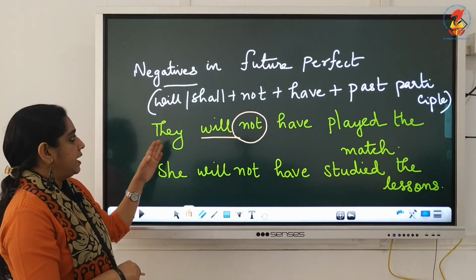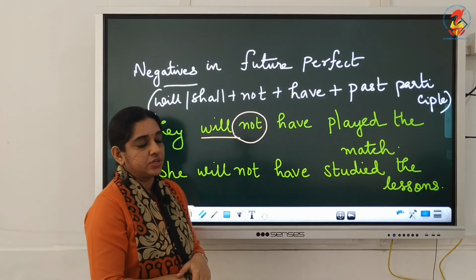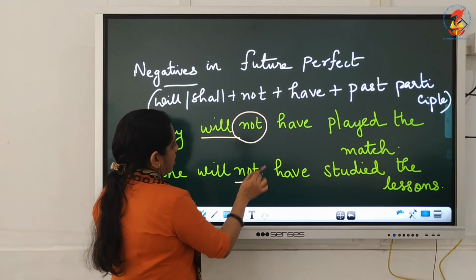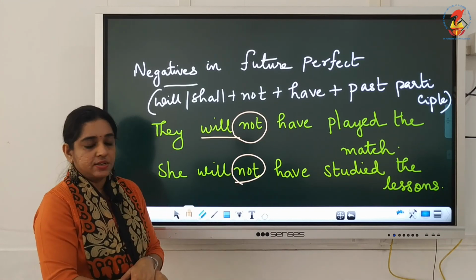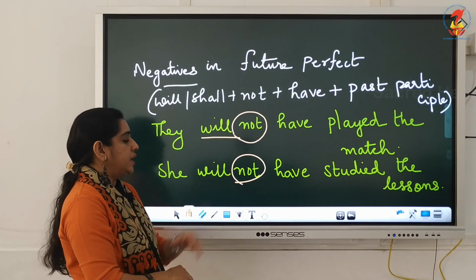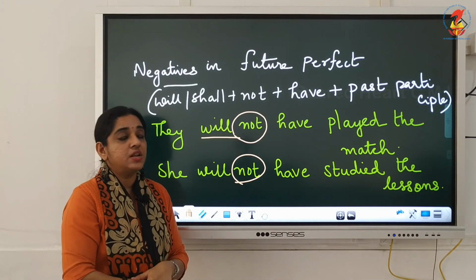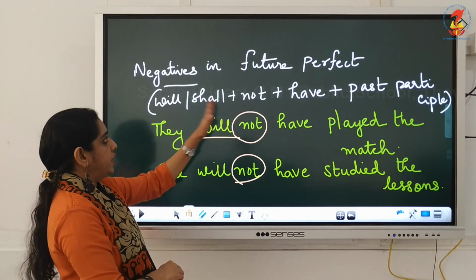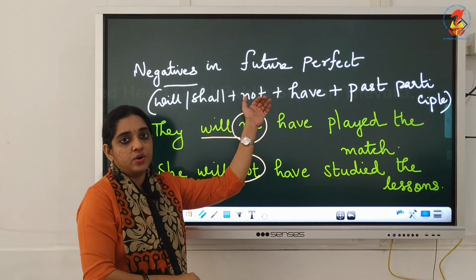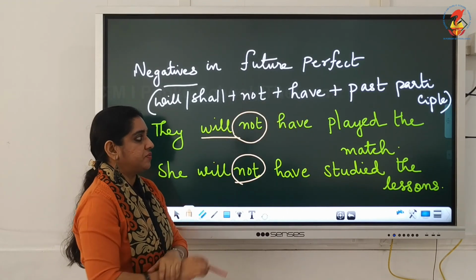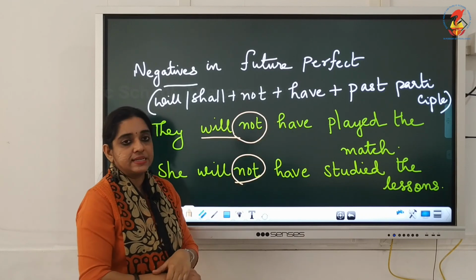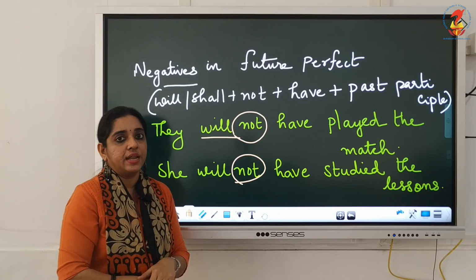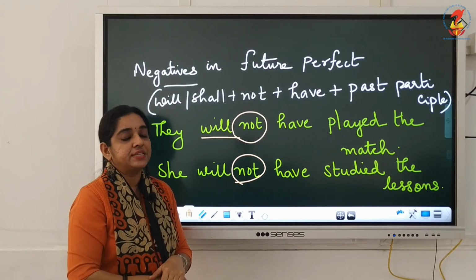Just see, they will not have played the match. Just add not after will. See, she will not have studied the lessons. So, merely by adding not after will, you can make negatives in future perfect tense. Then the rest will be followed as usual. Will have plus past participle form of the verb is used. That is already there in the sentence. You can just add one not after will. So, you will get negatives in future perfect tense.